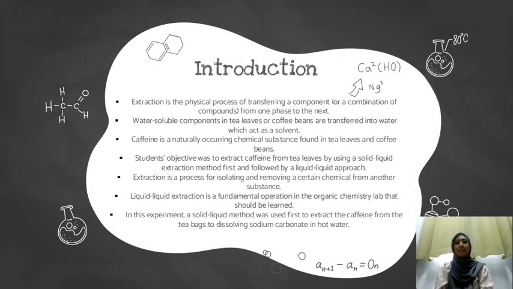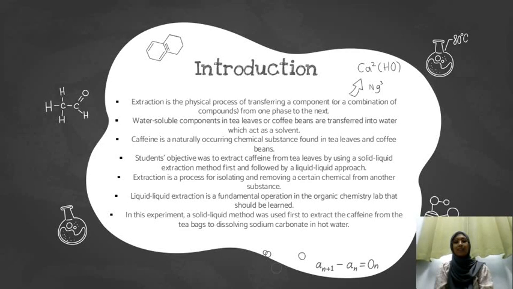First, extraction is the physical process of transferring a component or a combination of compounds from one phase to the next. Water-soluble components in tea leaf or coffee bean were transferred into water, which acts as the solvent. Caffeine is a naturally occurring chemical substance found in tea leaf and coffee bean.